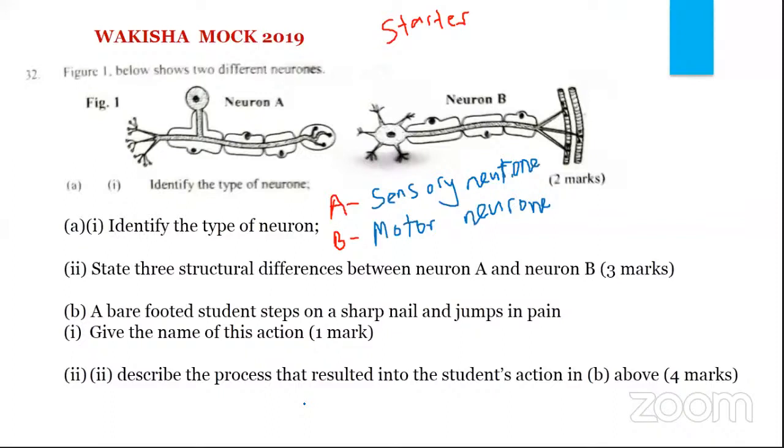You can raise your hand or type in the box as we say. So which structural differences are you able to see? We're having neuron A here, and then we're having neuron B here. Yes, Annette. Master, I think neuron A has a short axon, whereas neuron B has a longer axon. Okay, thank you very much. That is one answer, which is very correct. Thank you, Annette.